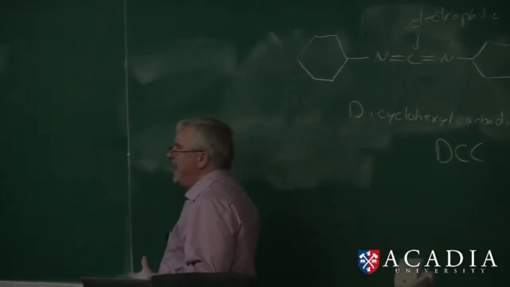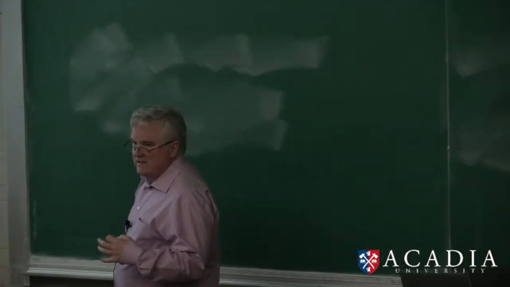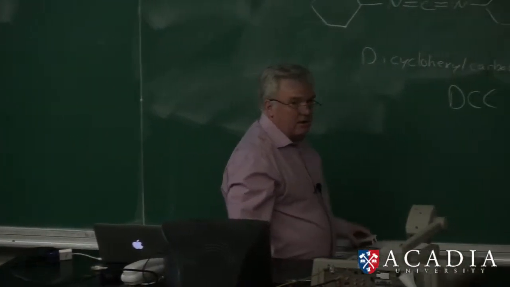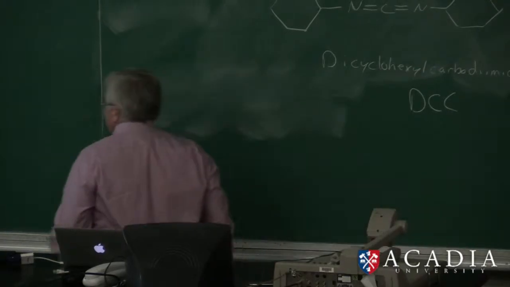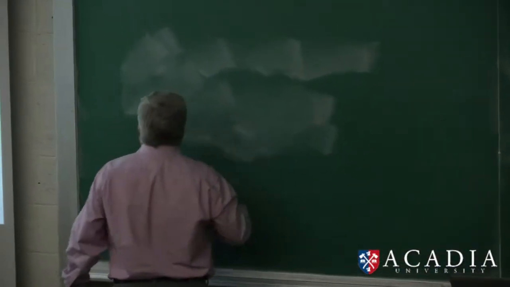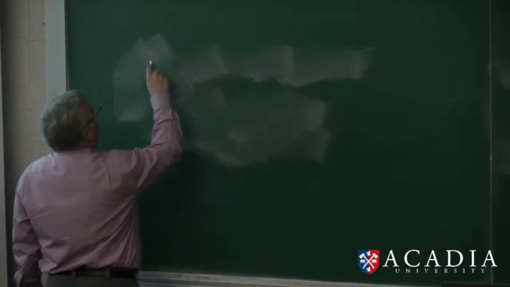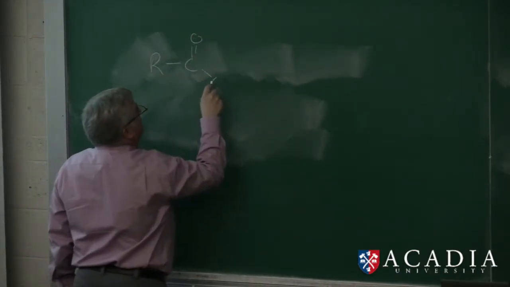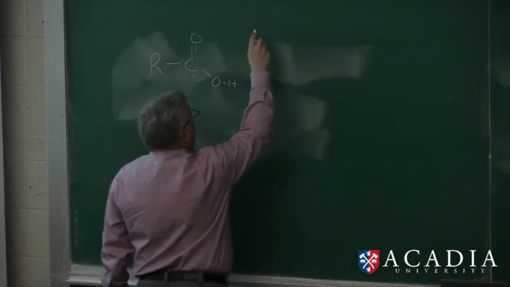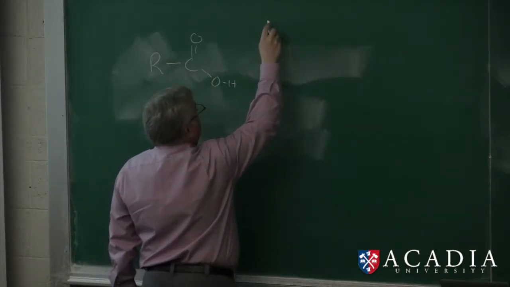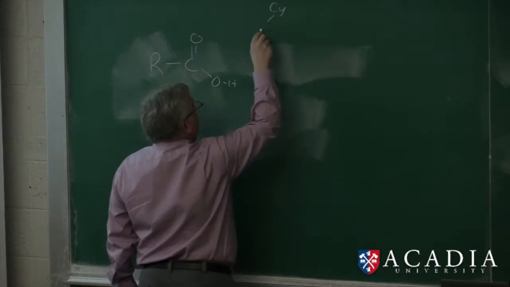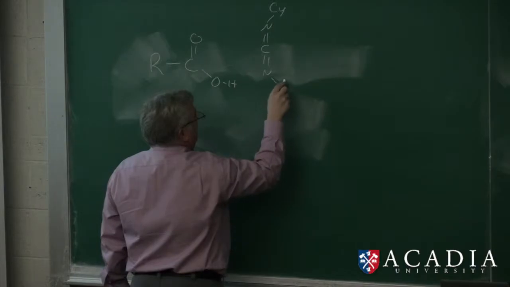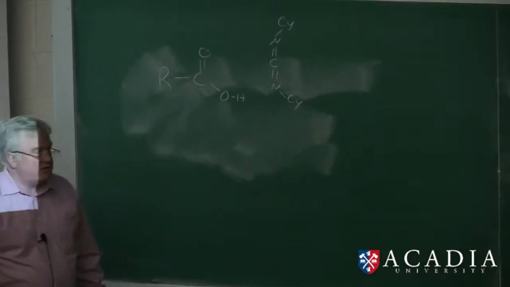So let's go through the mechanism for the DCC-promoted synthesis of an amide, and actually your textbook gets it a little bit wrong. So what we do is we have our acid, and we have our carbodiimide, and I don't want to draw that big cyclohexyl ring all the time, so I'll just put CY for cyclohexyl.